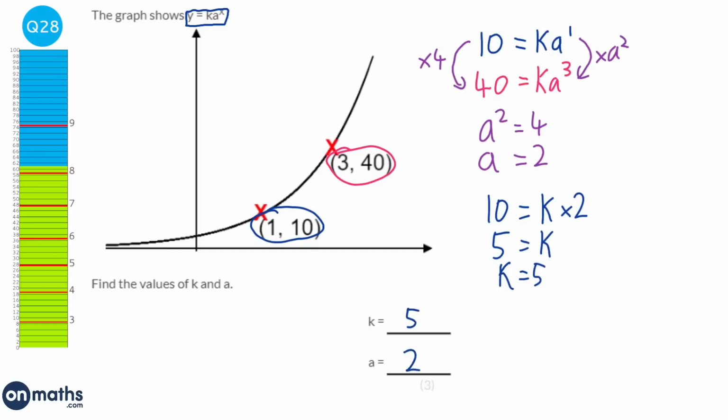Now check that works. So let's have a look at this second coordinate, and we're going to do y equals 5 times 2 to the power of 3. 2 to the power of 3 is 8. 5 times 8 is 40. So we know that our equation works.